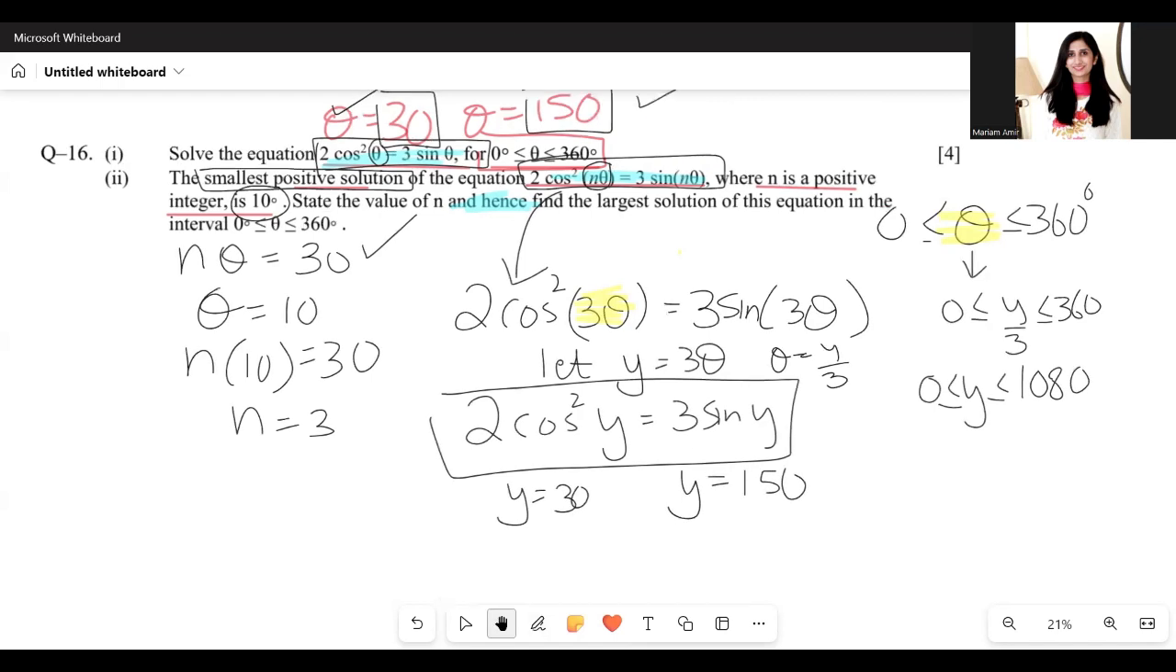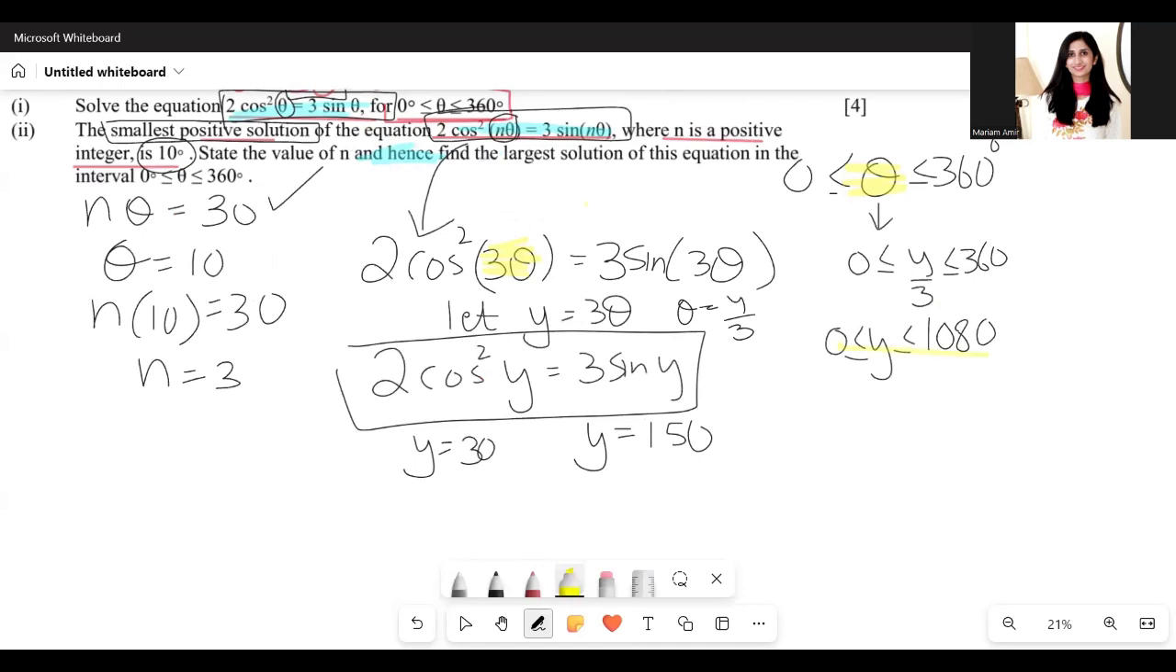But the domain is pretty big. The domain goes from 0 to 1080. So we can keep adding 360 degrees to these answers till we get the highest value, which is just smaller than 1080. So why are we adding 360? Because that is the period of the sine graph. And we got our solutions of part 1 by solving a trigonometric equation in terms of sine. So that's why we're adding 360 to get the highest possible value.